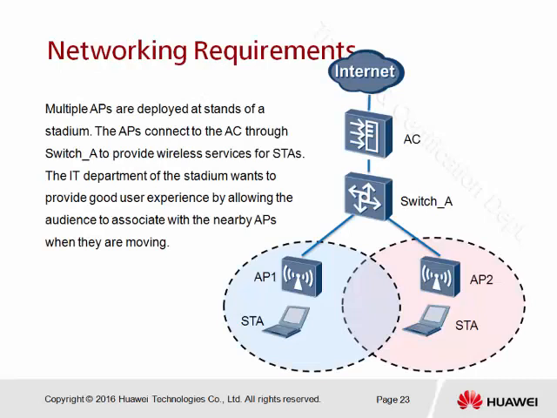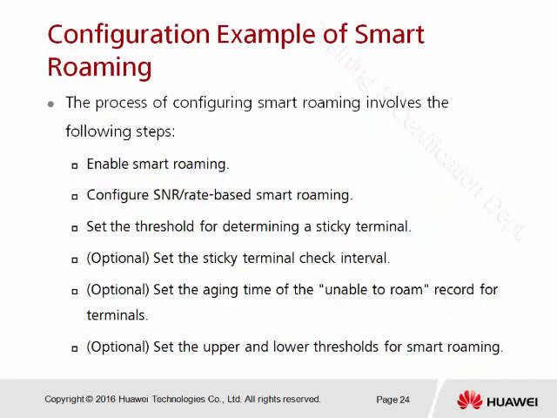Okay, given the topology like this, right now we have one AC, one switch, and 2 APs. So this is the configuration example. We need to enable smart roaming, configure the SNR rate based smart roaming, and set the threshold for determining a sticky terminal. Then the remaining ones are optional.